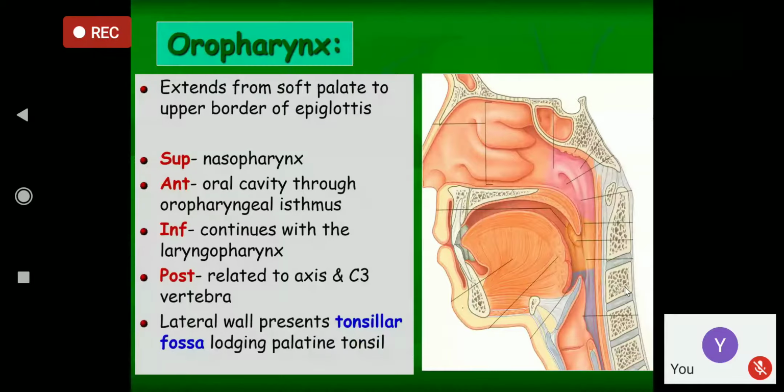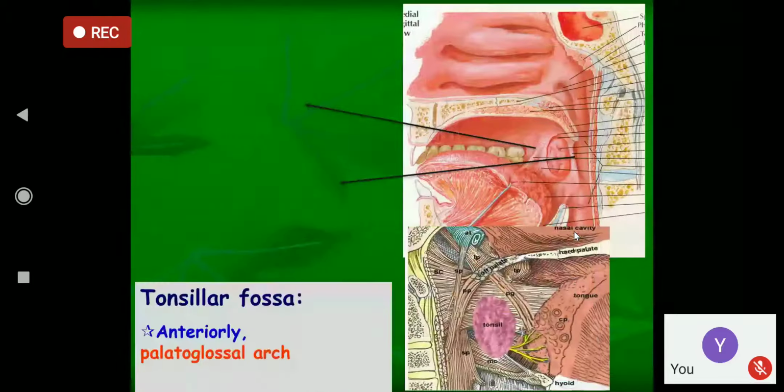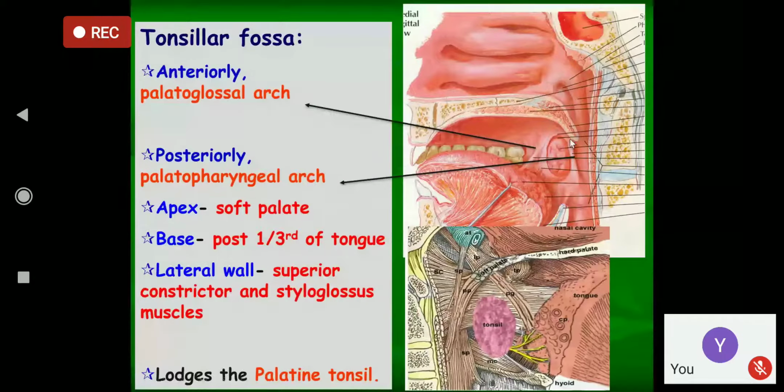Let's see the lateral wall. The main important part over here is the lateral wall. On the lateral wall, can you see the elevation? This one is known as the palatine tonsil. This is the palatine tonsil, which is present in the tonsillar fossa, which is present in the lateral wall of the oropharynx. Now we'll move on to the tonsillar fossa, how it is formed. Just see, this one is the enlarged part of the tonsillar fossa. Can you see this triangular fossa, which is present on the lateral wall of the oropharynx, and over there we have the palatine tonsil.